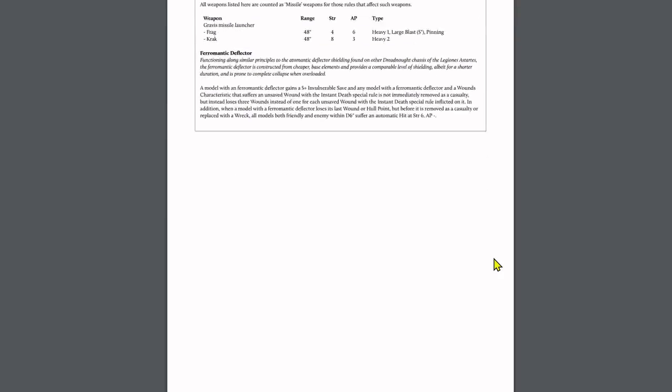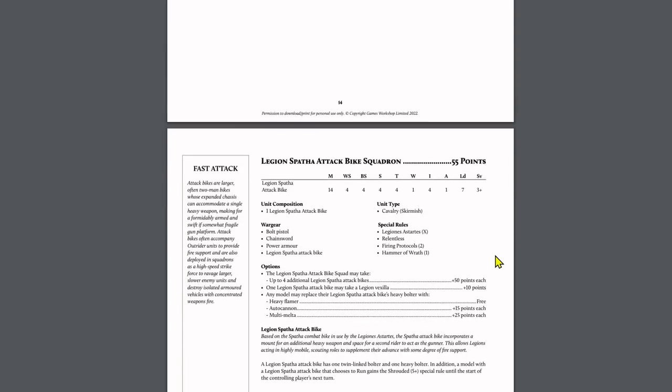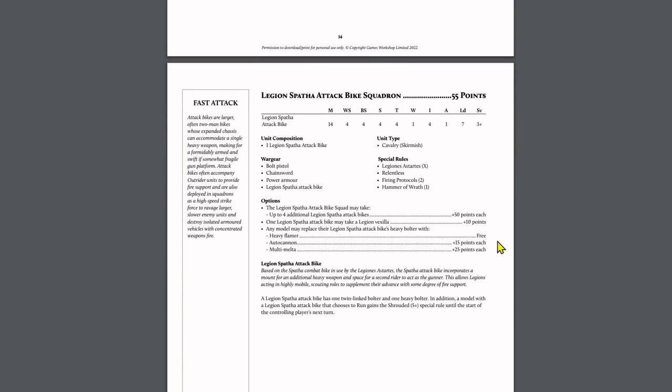Then we've got, here's an example of something that's maybe not so great, the Spatha Attack Bike Squadron. So 55 points, toughness 4, 1 wound. Like, what is that exactly? Why do they really dislike bikes so much in this edition? It's one of the things they seem to have just got hugely wrong, is bikes have got these expensive costs that we're used to in Warhammer.